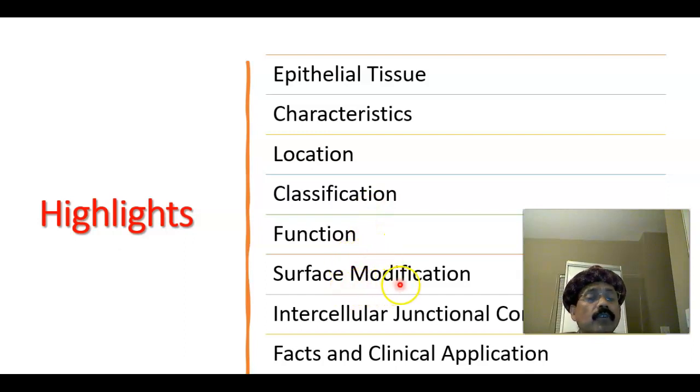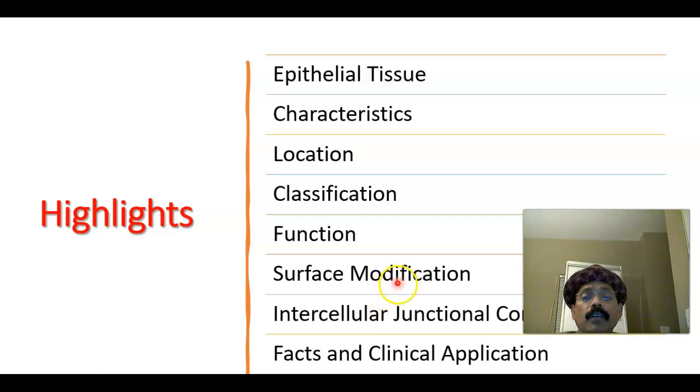Surface modification: we have cilia, mainly that sweep the dust in the respiratory system. Also, cilia are present in the fallopian tube. We have the stereocilia that are present in the vas deferens and the epididymis. These are long microvilli with some type of branching sometimes, and their main purpose is absorption.